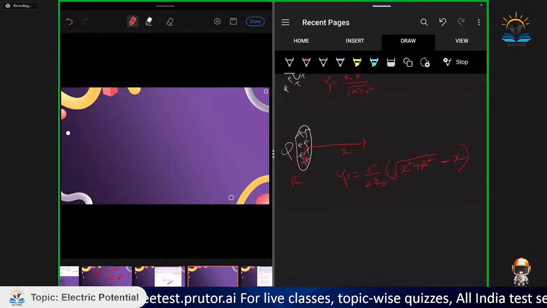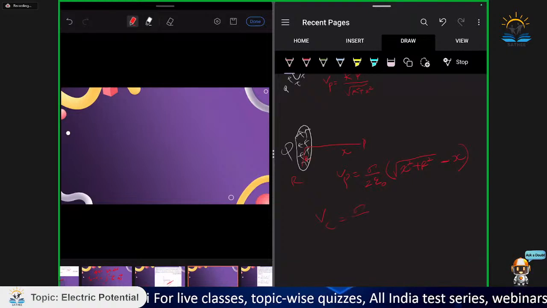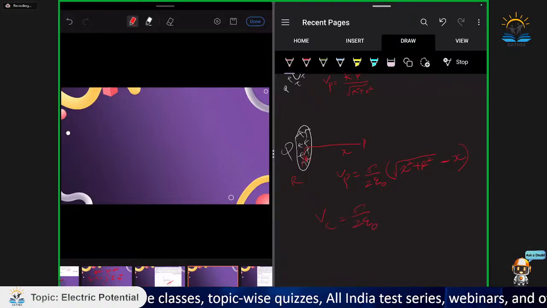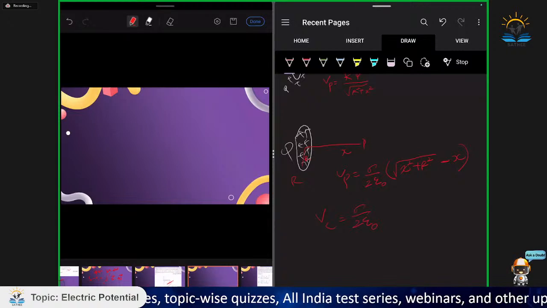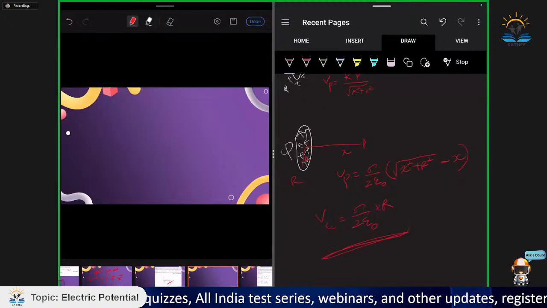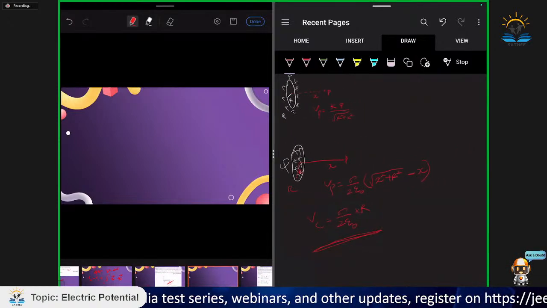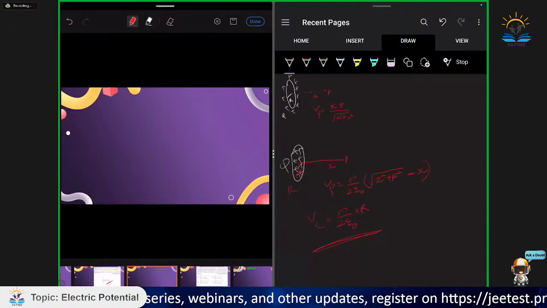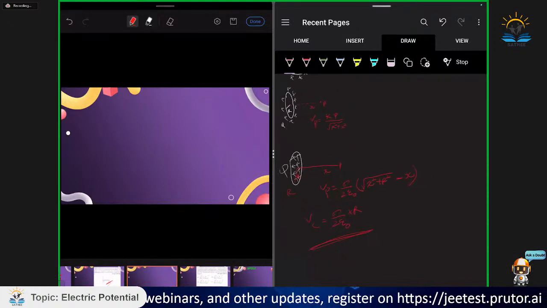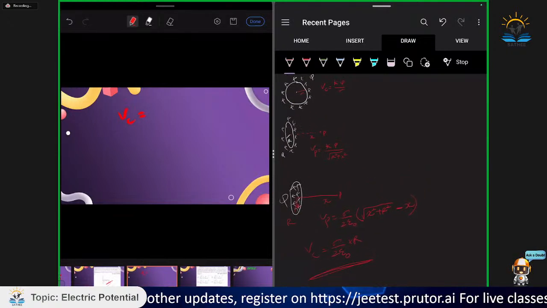Easy. So at the center of the disk, the potential will be sigma by 2 epsilon, with x equal to 0, so root of R square, into R. Easy peasy. Right. Okay, so let's move on to the next question. For a ring, the potential at the center is how much?